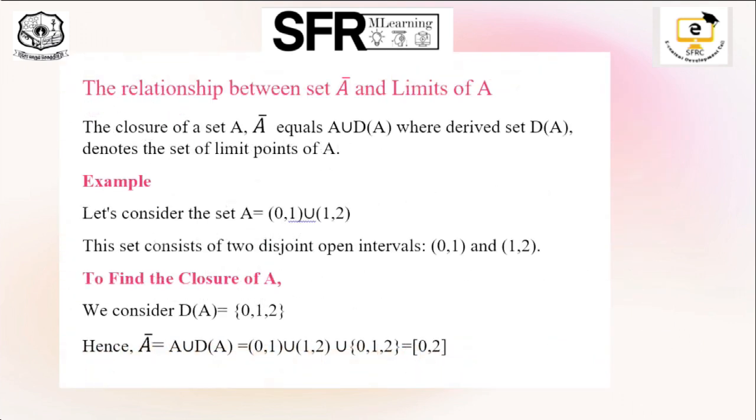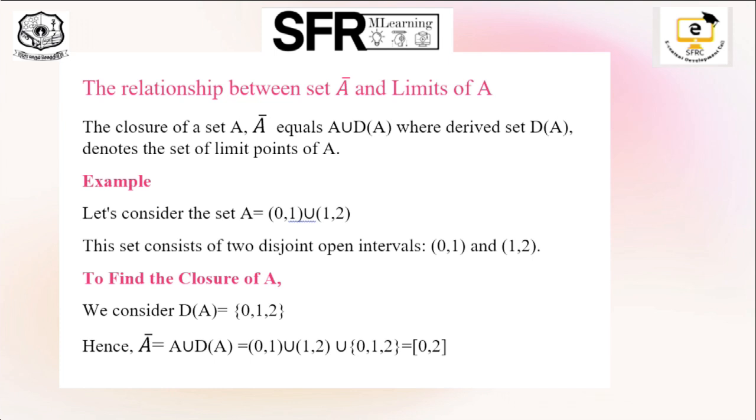Next, we pass on to the relationship between A closure and limit points of A. The closure of set A, denoted by A bar, is equal to A union D of A, where D of A is the set of limit points of A, and D of A is called the derived set of A.